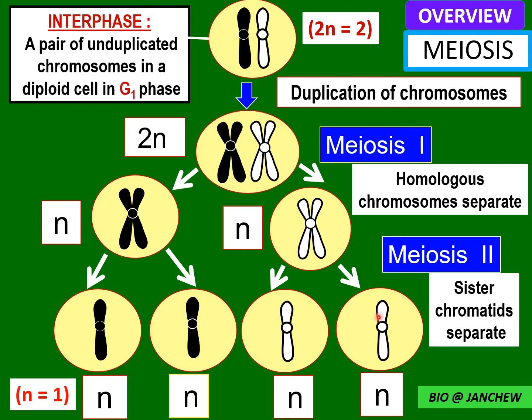Then in meiosis II, sister chromatids will separate. These two sister chromatids will separate from each other when the centromere divides, and they will be pulled to the opposite poles. So each sister chromatid will become a new chromosome in each daughter cell formed. The cell will divide again during cytokinesis to form 2 daughter cells each. So in the end, we have 4 daughter cells formed, which are haploid.